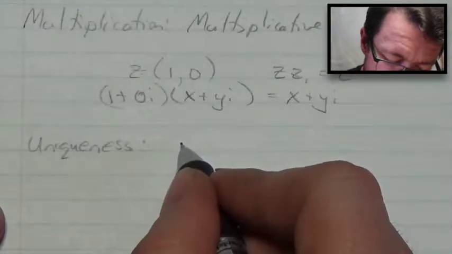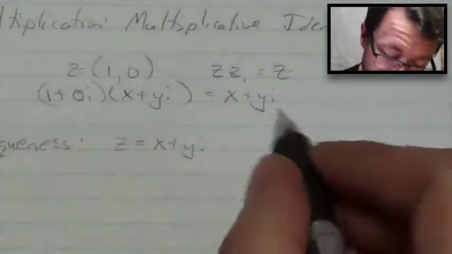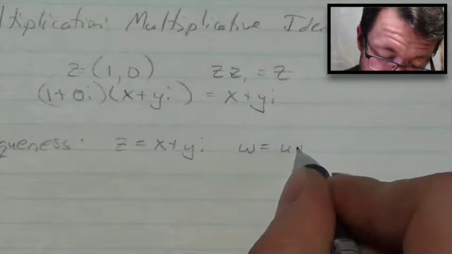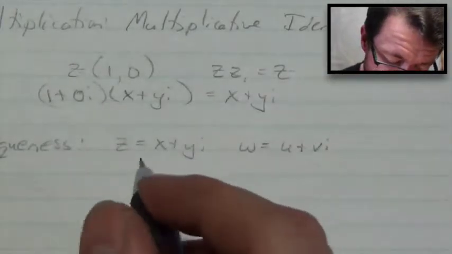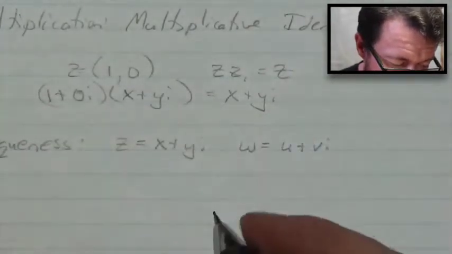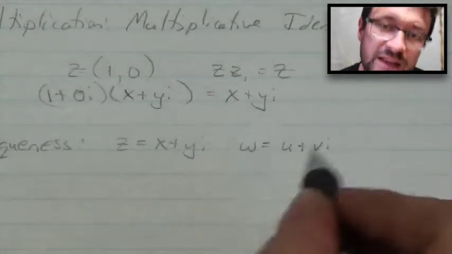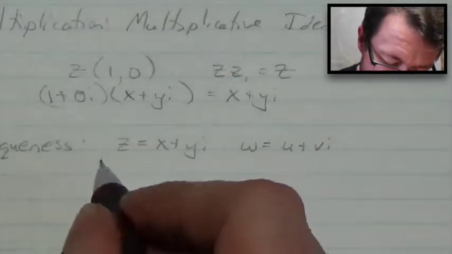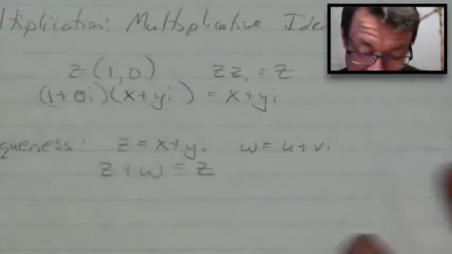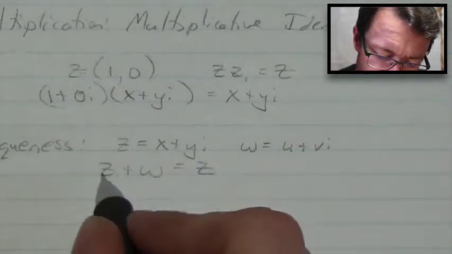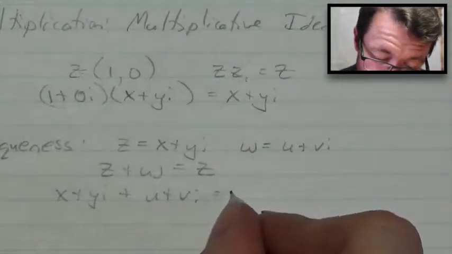So let's say I've got this z, and it's going to be x plus yi. And let's say I've got this other one here, w, which is going to be u plus vi. Let's talk about the additive identity here. I'm going to pretend that this w is another additive identity. So I'm going to suggest that z plus w is supposed to be z again, because it's the additive identity. We want to show that the 0, 0 is unique. So this means that x plus yi plus u plus vi must equal x plus yi.